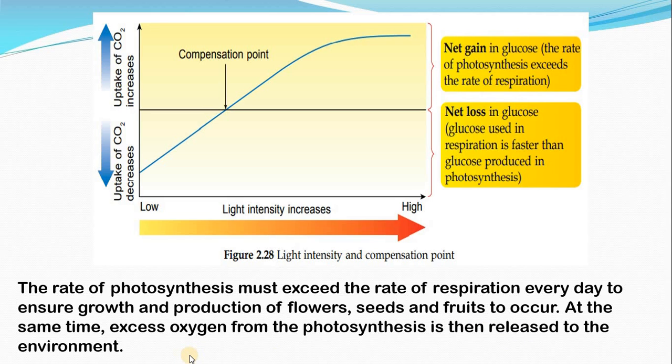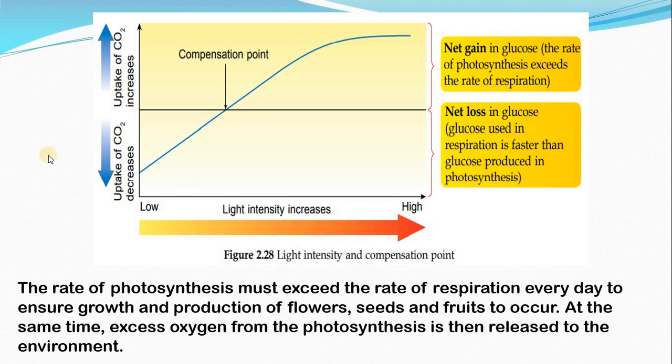So that is related to the compensation point. The rate of photosynthesis must exceed the rate of respiration every day, or in other words, the rate of photosynthesis must be higher than the compensation point, to make sure the plant can grow, can produce the flower, the seed, and also the fruits, and also to produce oxygen and release the oxygen to the environment.